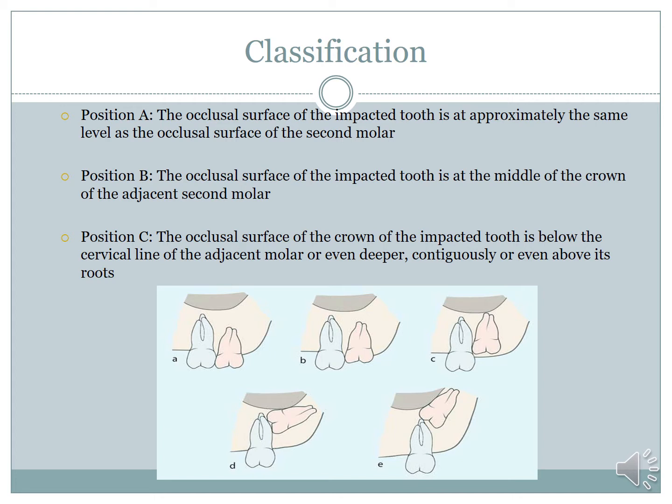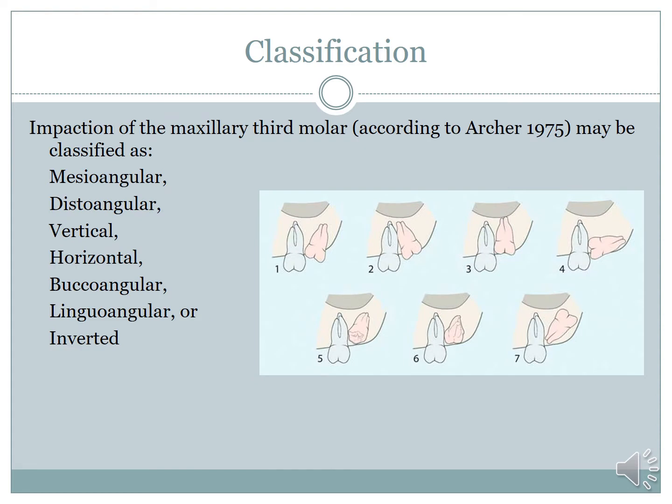There are three positions in maxillary impaction, position A, B, and C, similar to that of the second molar. Position A is at the occlusal surface, position B is at the middle of the crown of the adjacent second molar, and position C is below the cervical margin. So this will determine the difficulty of impaction. Similarly, you have mesioangular, distoangular, vertical, horizontal, buccoangular, linguoangular, or inverted.